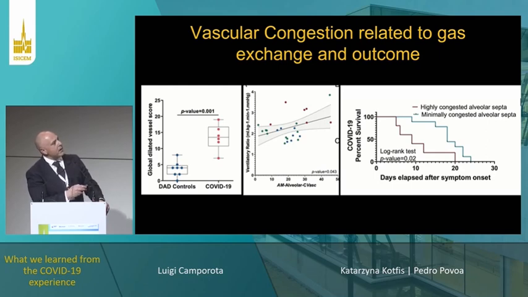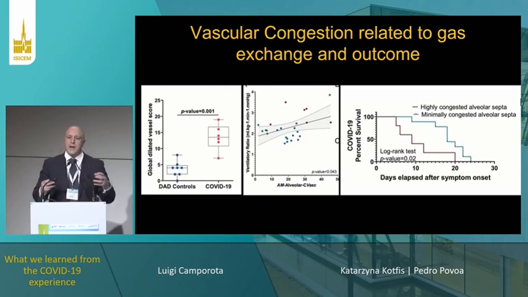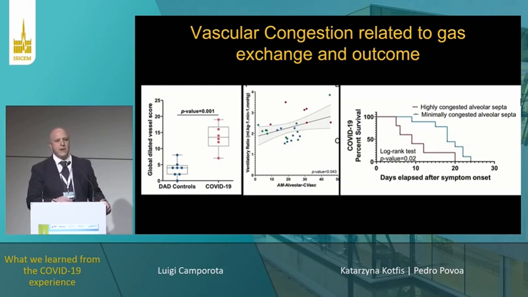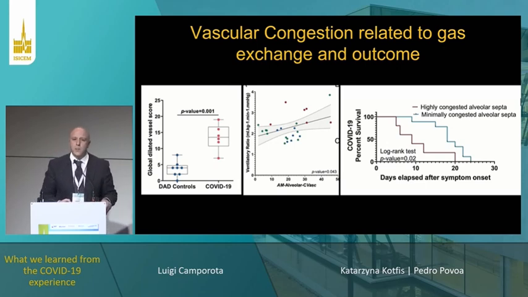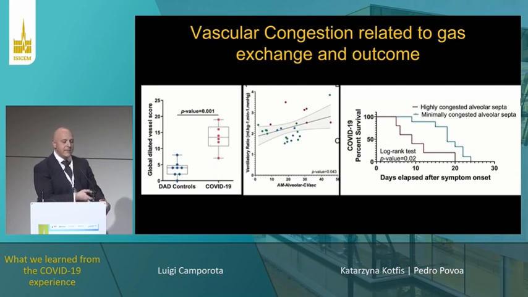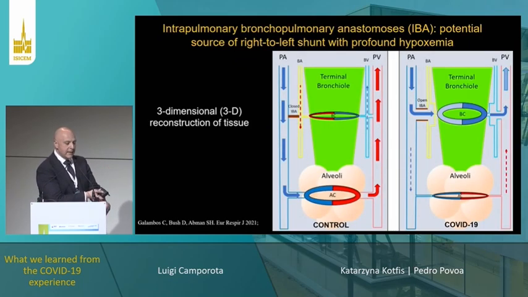And you can see that in COVID-19 ARDS, there were more dilated vessels in the area of consolidated lung, which led to greater dead space and shunt fraction for the same anatomical consolidation, which also was related to mortality. So the greater the dilated vessel score, the greater the mortality.